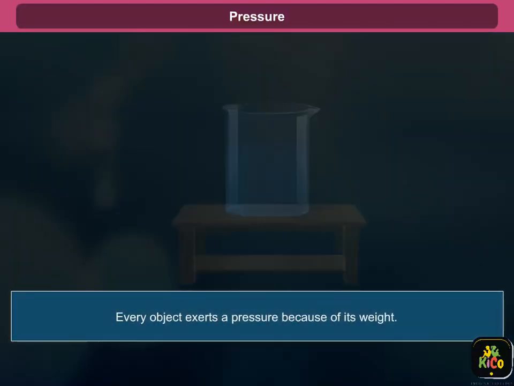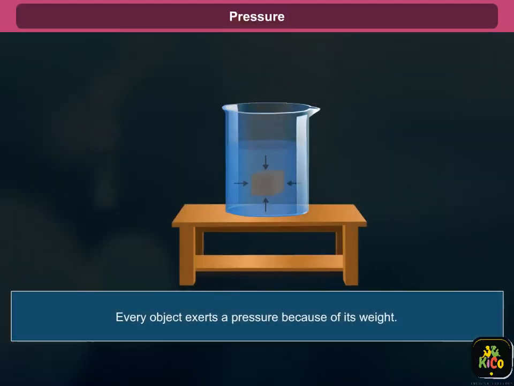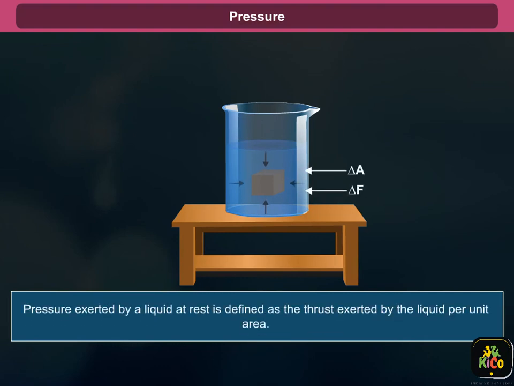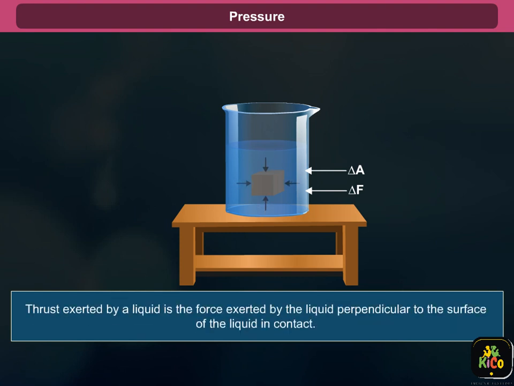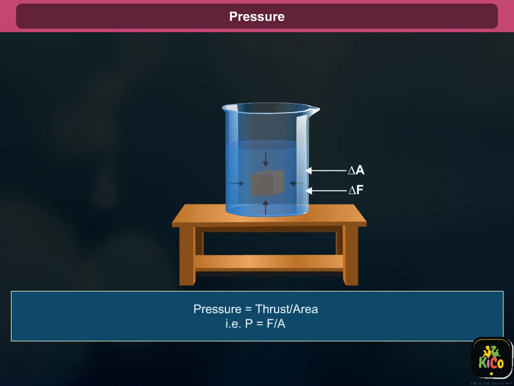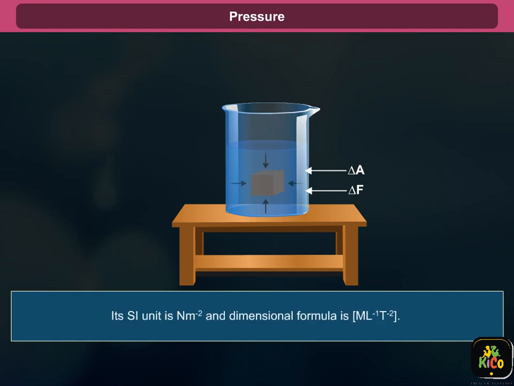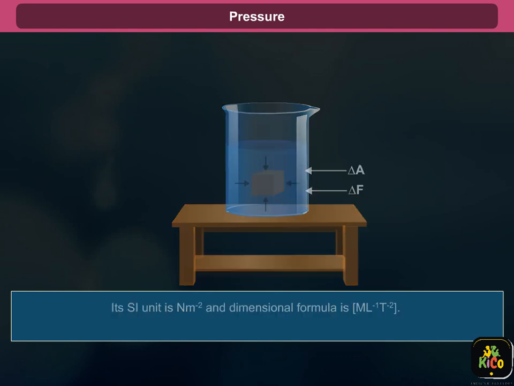Pressure. Every object exerts a pressure because of its weight. Pressure exerted by a liquid at rest is defined as the thrust exerted by the liquid per unit area. Thrust exerted by a liquid is the force exerted by the liquid perpendicular to the surface of the liquid in contact. Pressure is equal to thrust over area, that is, P is equal to F over A. Its SI unit is Newton per meter square and the dimensional formula is ML^-1 T^-2.